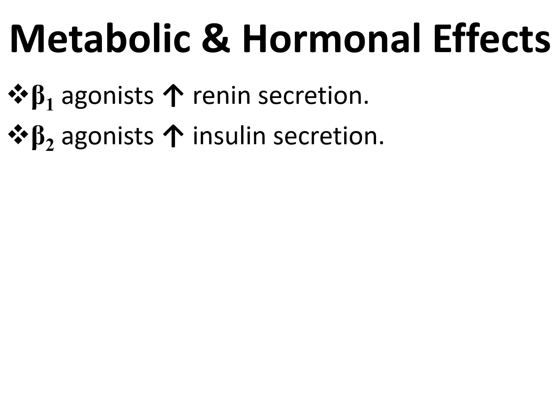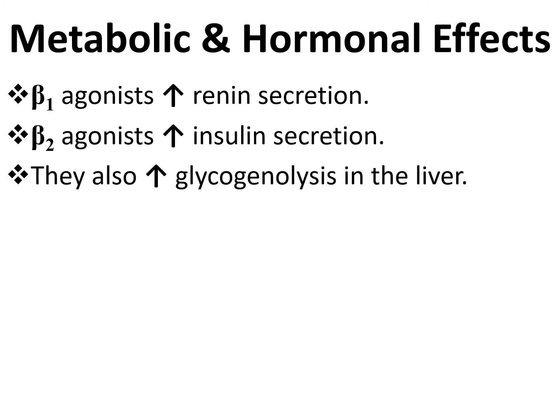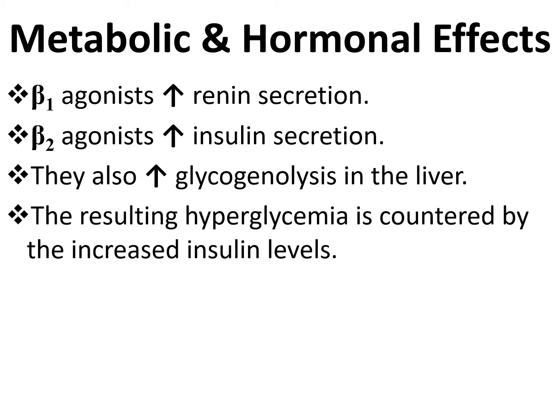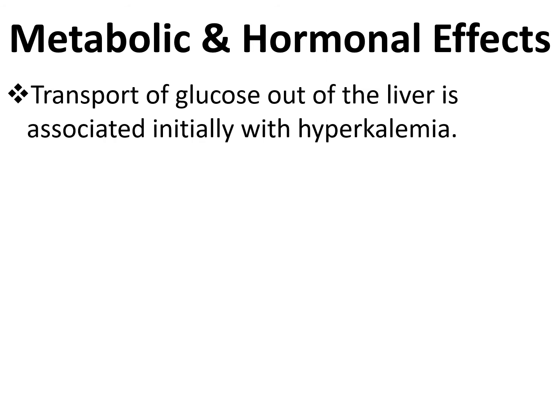Renin secretion by beta-1, insulin secretion by beta-2, and glycogenolysis by both, especially beta-2. Transport of glucose out of the liver is associated initially with hyperkalemia.